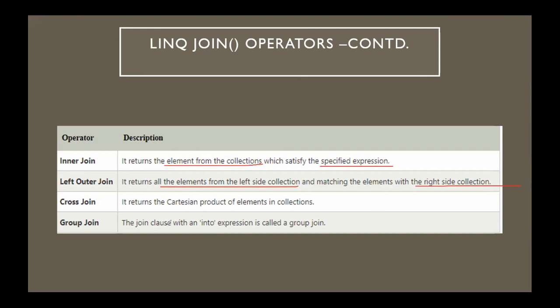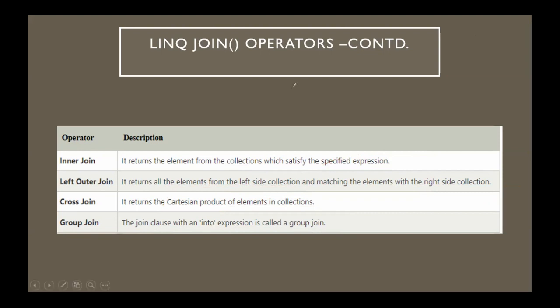It will return all the elements from the left hand side collection, and those will be matched with the items in the right hand side collection. Those will be part of the left outer join. Cross join returns the Cartesian products of the elements in the collections. A join clause with an 'into' expression is called a group join. We'll see each one of them.